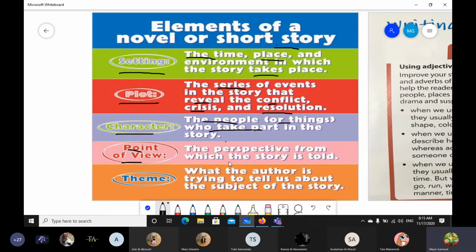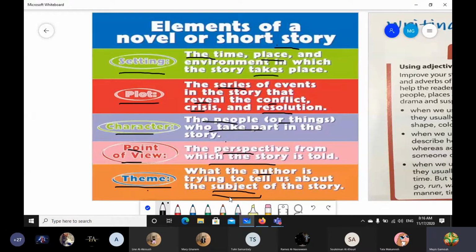So it means the person who tells us the story, who takes part in telling us the story, the perspective from which the story is told. And at last we have the theme of the story, what the author, the writer, is trying to tell us about the subject, the topic of the story. This is the key word in this element.